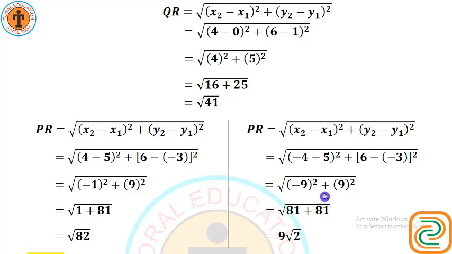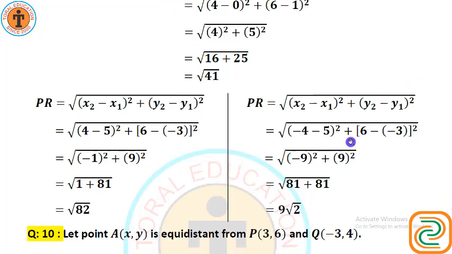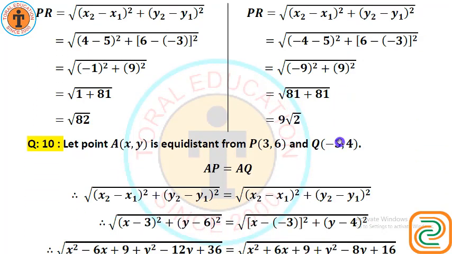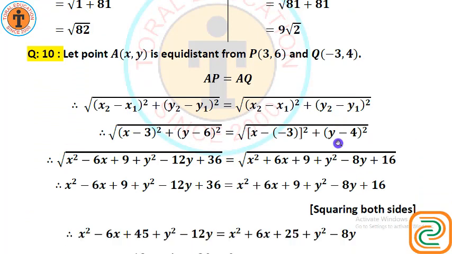Friends, you need to practice a lot. Now, question number 10 and the last of this exercise.